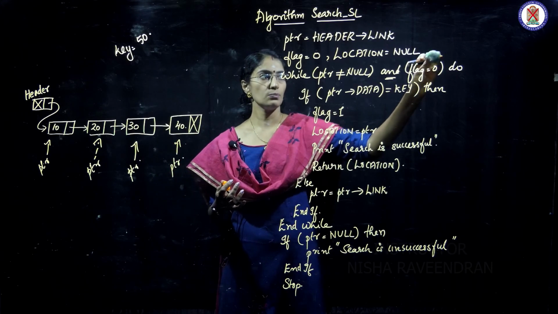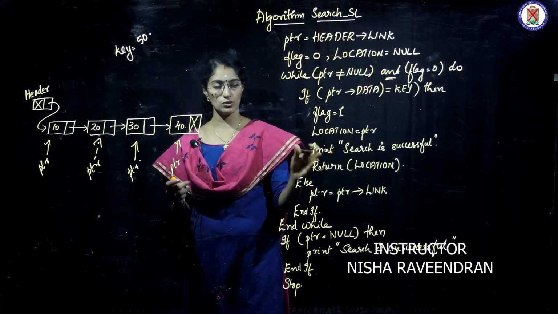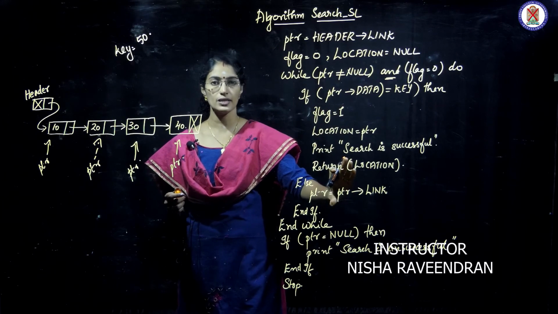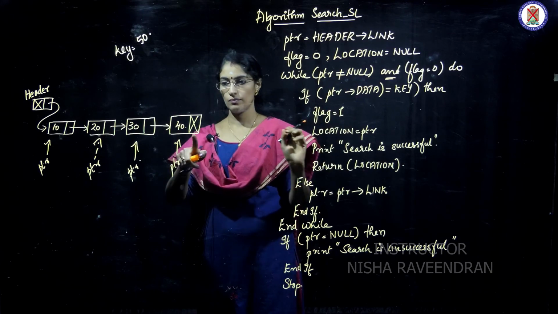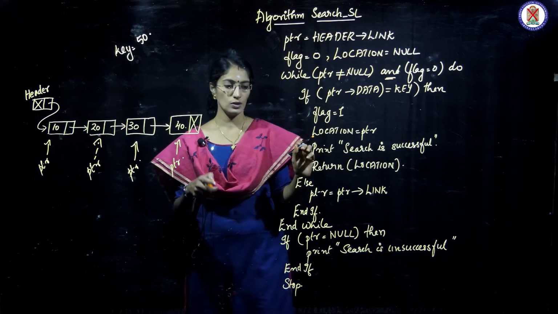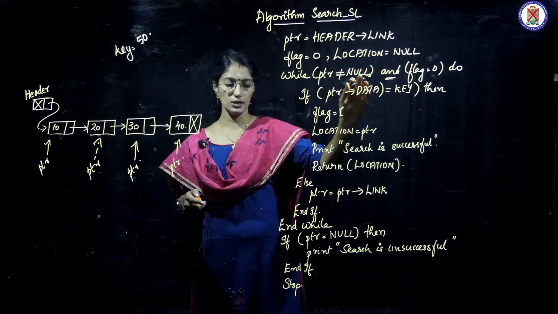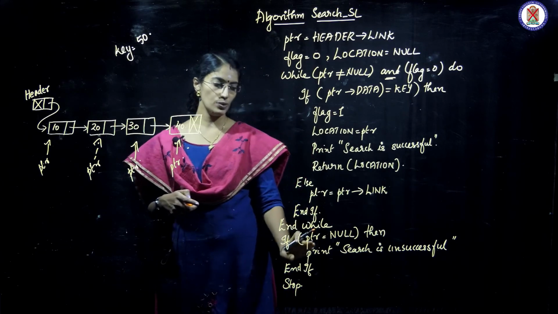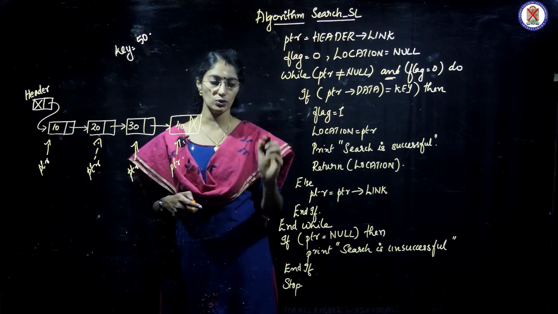So the if statement need not be executed in this situation. Naturally what happens here? The flag is equal to 0 after the 4 times execution of the loop, and during the 5th time this while loop will be exited due to this condition, right? ptr becomes null when it reaches the 4th node. In the 5th time when it is going to be executed, ptr becomes null. Naturally it will exit out of the while loop, and what happens here? This while loop has exited due to the condition ptr equal to null.